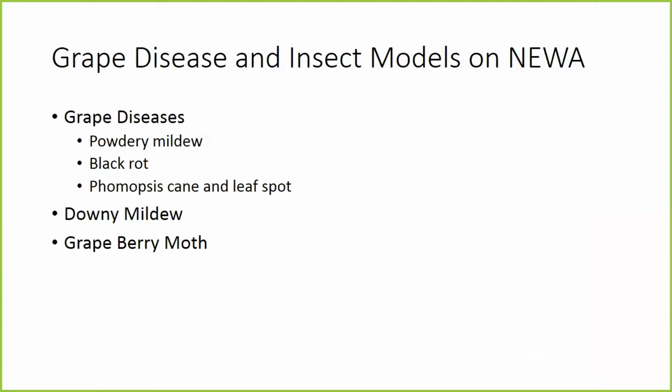All right, so grape disease and insect models on NEWA. So really we cover the majority of the primary pests of grapes in NEWA. And these disease models have been developed by Wayne Wilcox, Dave Gadoury, and Bob Seem, who have all worked on this. We still use the Bucharest model for some of the diseases. You can see downy mildew, that's the one that Dave and Bob Seem worked on a lot.